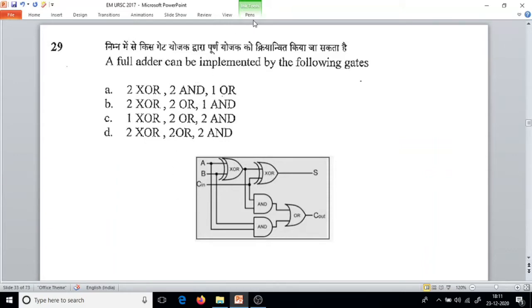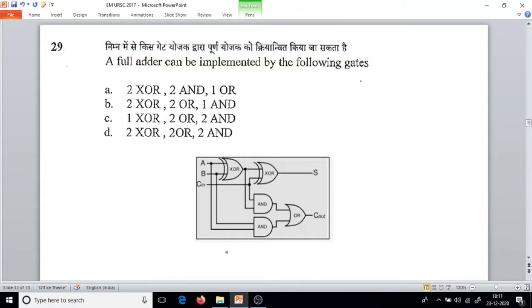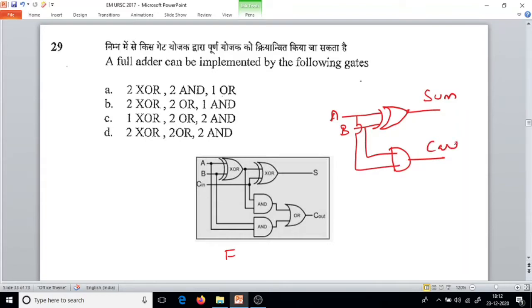Question number 29. A full adder can be implemented by the following gates. This is a full adder. Half adder, we all know. Half adder, simply we will draw it. Anytime anybody asks, we will draw what is half adder. This is input A, B, and we will get the sum here. It's a carry. So we have one XOR gate and one AND gate.